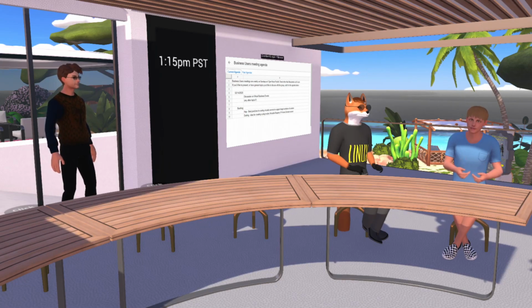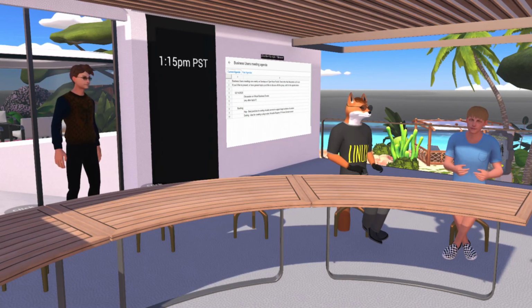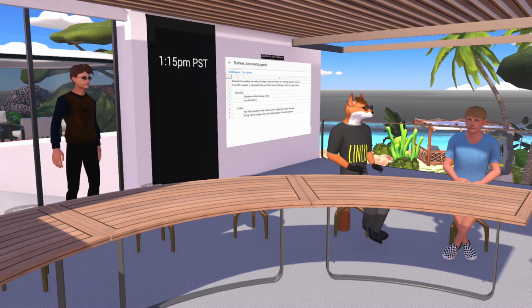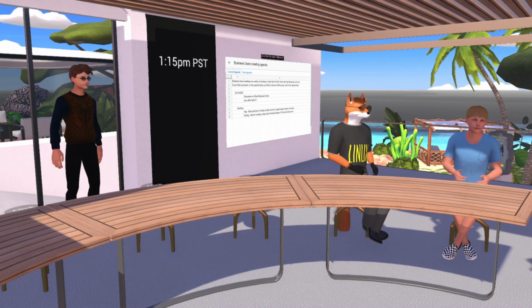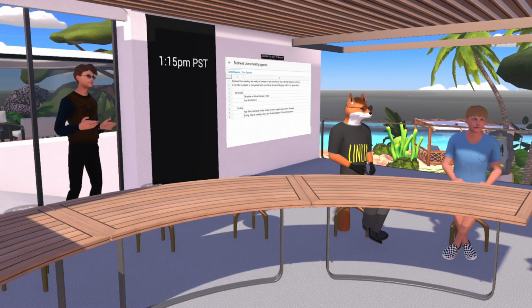I was just a little bit bummed that the enterprise side of it is still not really taking hold yet, because those are the really interesting use cases when it comes to training, simulations, and learning. Right. So yeah.